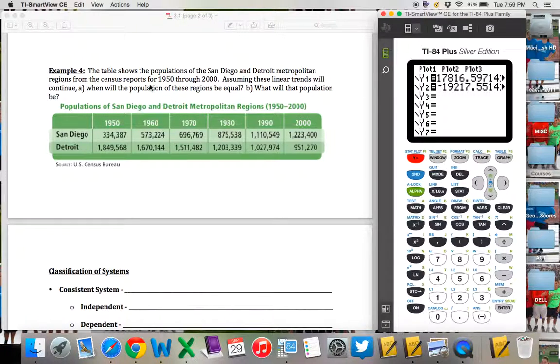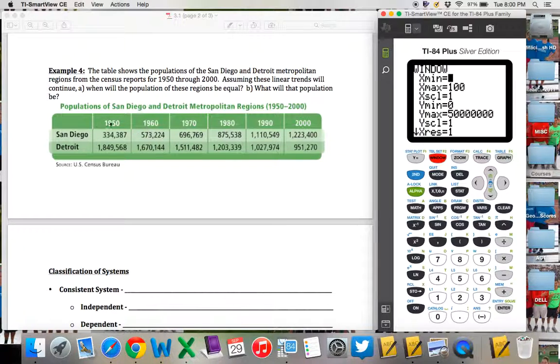And this problem, again, like the one that we did in class, San Diego has an increasing population. Detroit has a decreasing population. And our goal is to figure out when they were equal and what the population was. Okay. So the next step after we get our two lines in there is we need to change our window. And I still have this set from class. You might have a totally different window than I do. Odds are that you do.